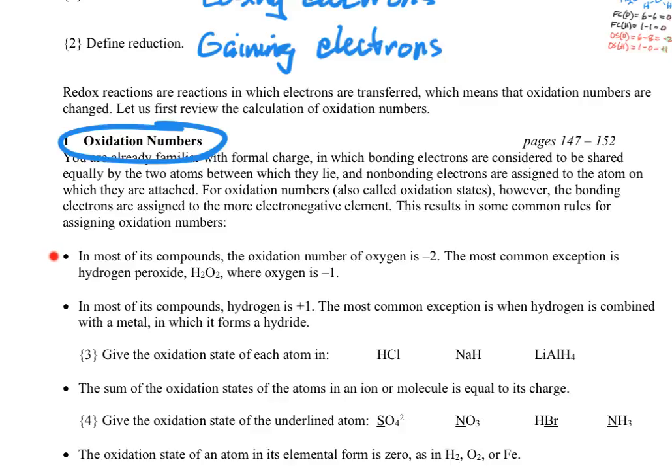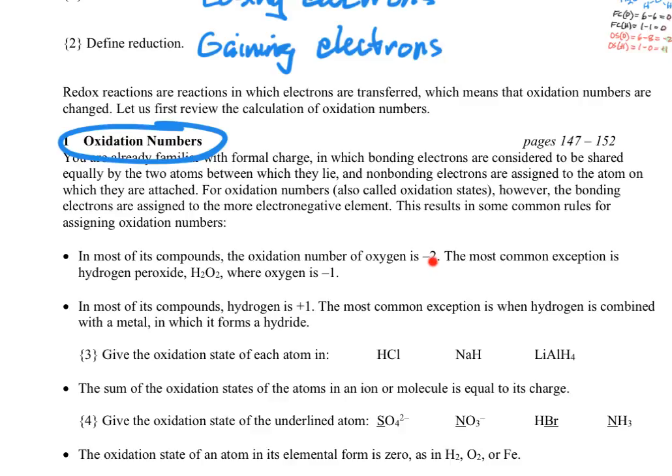In most of its compounds, the oxidation number of oxygen is going to be -2. Now, why is that? That's because oxygen's pretty electronegative, as we just saw with water, and so when oxygen tends to be bound to other atoms, it tends to take all the shared electrons, and then it only needs 2 electrons to complete its octet, and so it's going to typically have an oxidation state of -2.